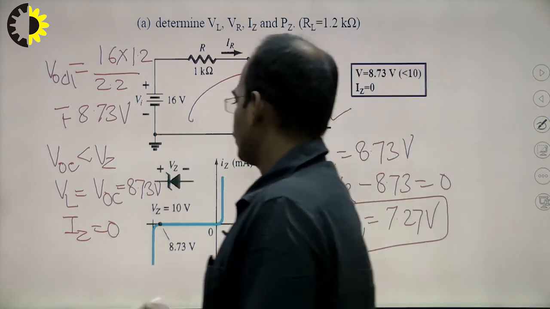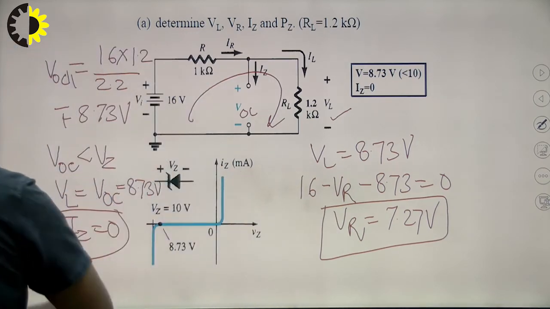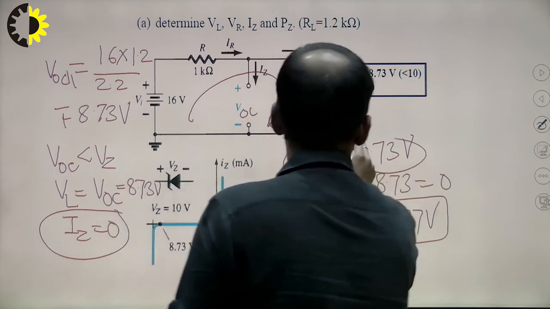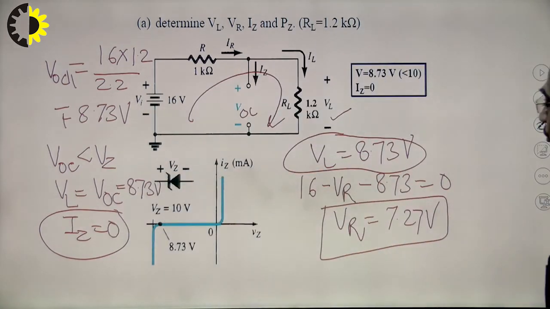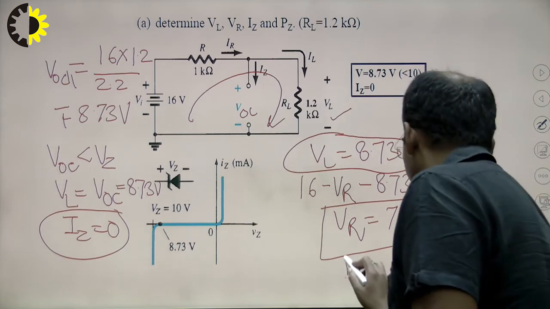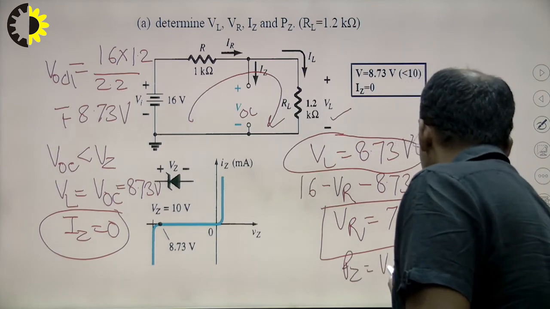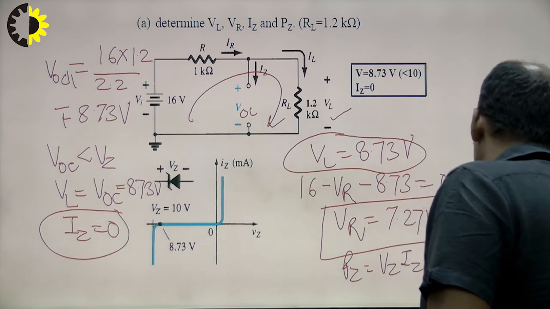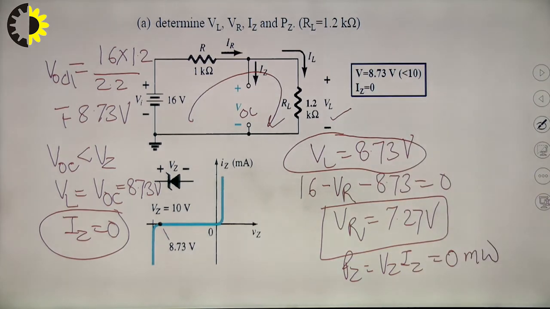Iz is equal to 0, VL is equal to 8.73 volt. What will be the value of Pz? Because the current flowing through this diode is 0, the value of Pz, which is Vz into Iz, will be equal to 0 milliwatt, since Iz is 0. In this way you can solve this numerical.